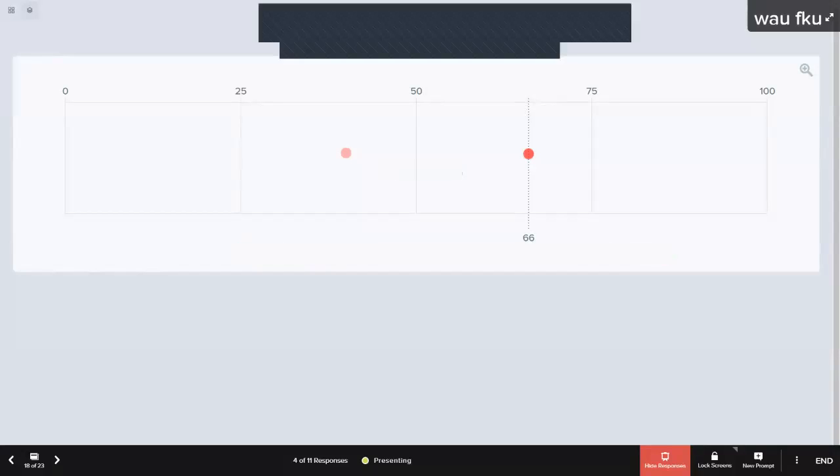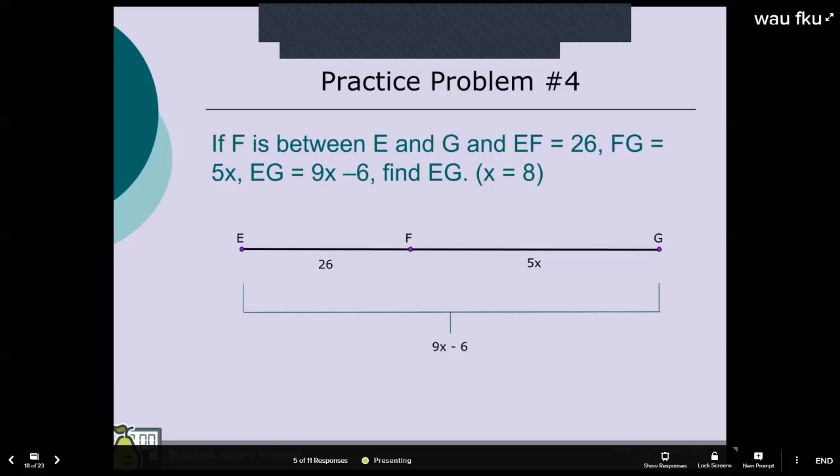So most people said 66. Good job. You can get there a couple of ways. You could have popped in the 8 here, got 40, and 40 plus 26 is 66. Or you could have just plugged it into the expression for the whole thing, and you would have gotten 72 minus 6, which is 66. Either way should get you there. Hopefully this is making sense, but do you have any questions?